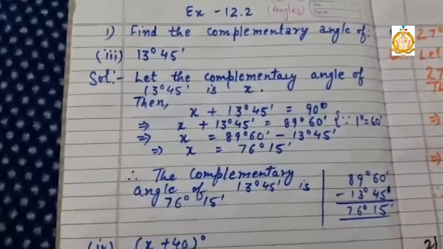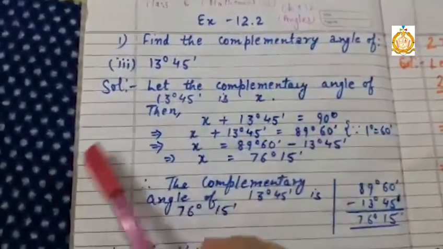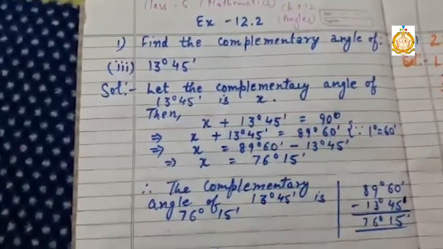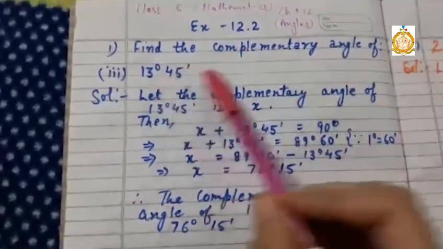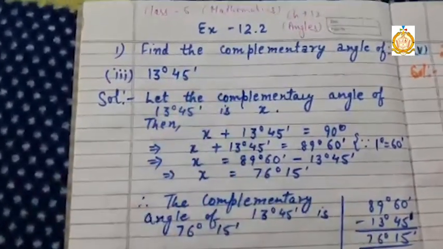In this video we shall continue our chapter number 12, angles. We will do exercise 12.2. Our first sum is: find the complementary angle of 13 degree and 45 minutes.